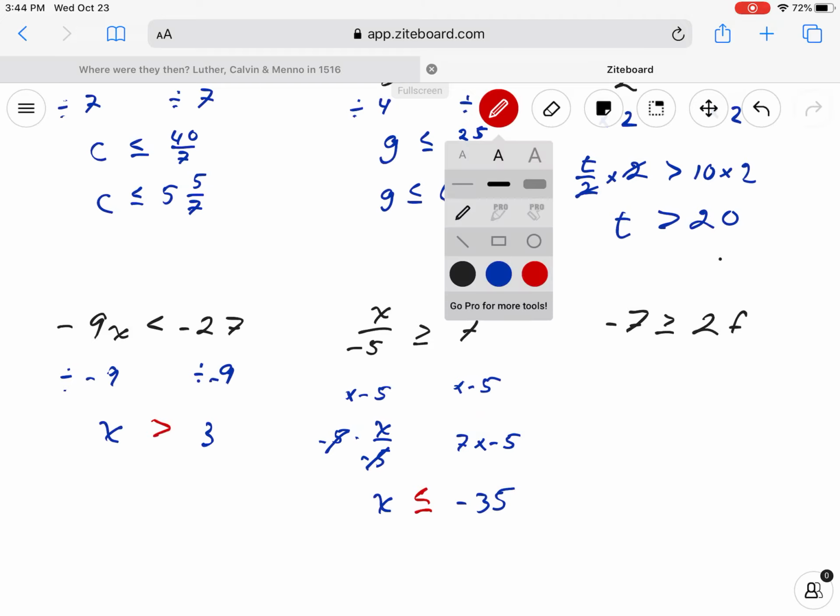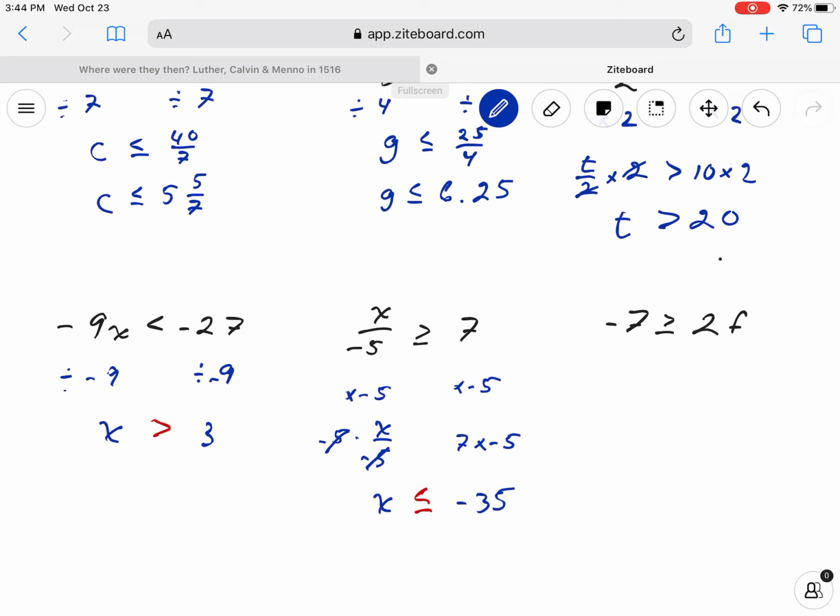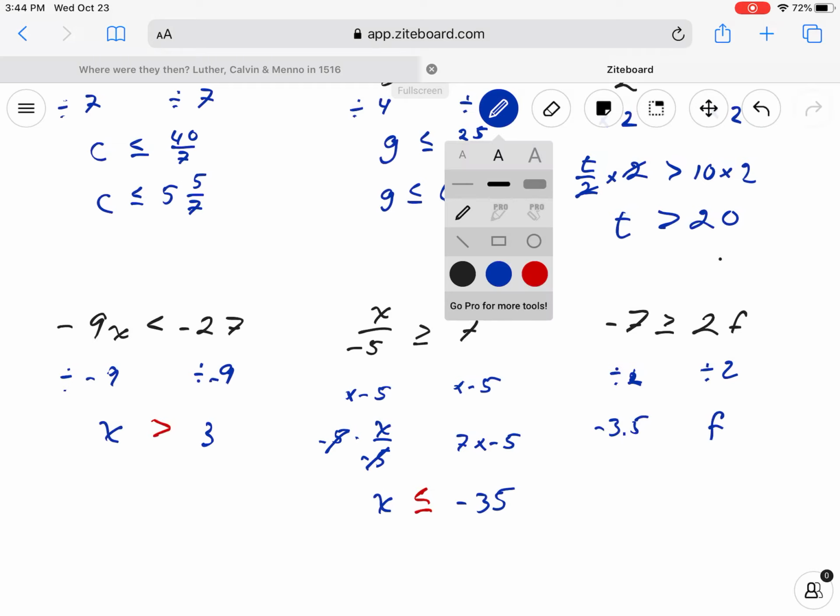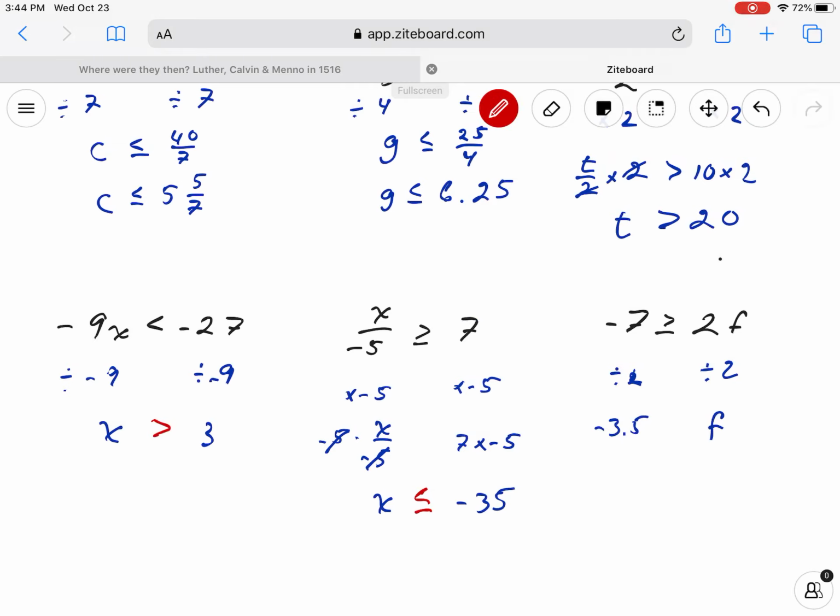One last one. We have negative 7 is greater than or equal to 2 times f. So since that is a multiplication, I'm going to have to divide by 2. And again, 2 divided by 2 is 1, so that leaves me with just f on the right side. I have negative 7 divided by 2, which is negative 3.5. And my sign originally was greater than or equal to, so it has to change to less than or equal to. Okay, so that should set us up and we can do problems in class, and I'll see you then.